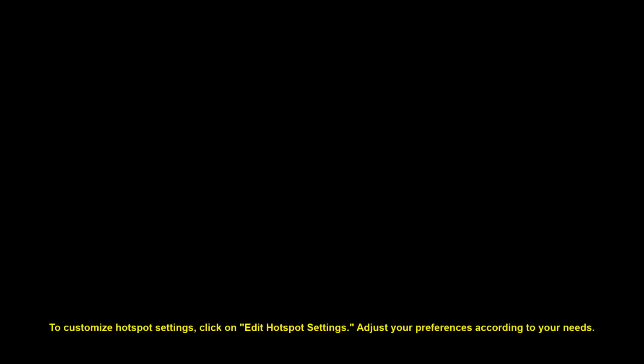To customize hotspot settings, click on Edit Hotspot Settings. Adjust your preferences according to your needs. Once you're done, click on the Save button to apply changes.